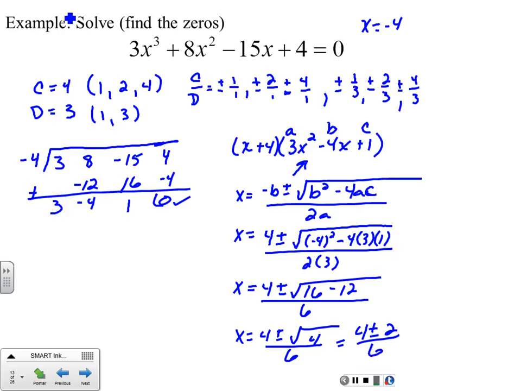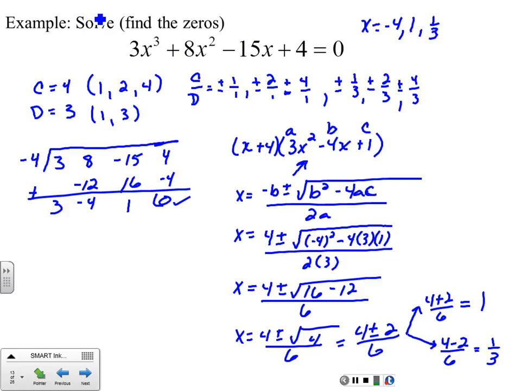You can reduce all of those and then do the math, or you can just go ahead and start doing the math. So the top side tells me to do 4 plus 2 over 6, which is going to be 1. And then the bottom side is going to be 4 minus 2 over 6, which is going to be 1/3. So our other 2 solutions are going to be 1 and 1/3.